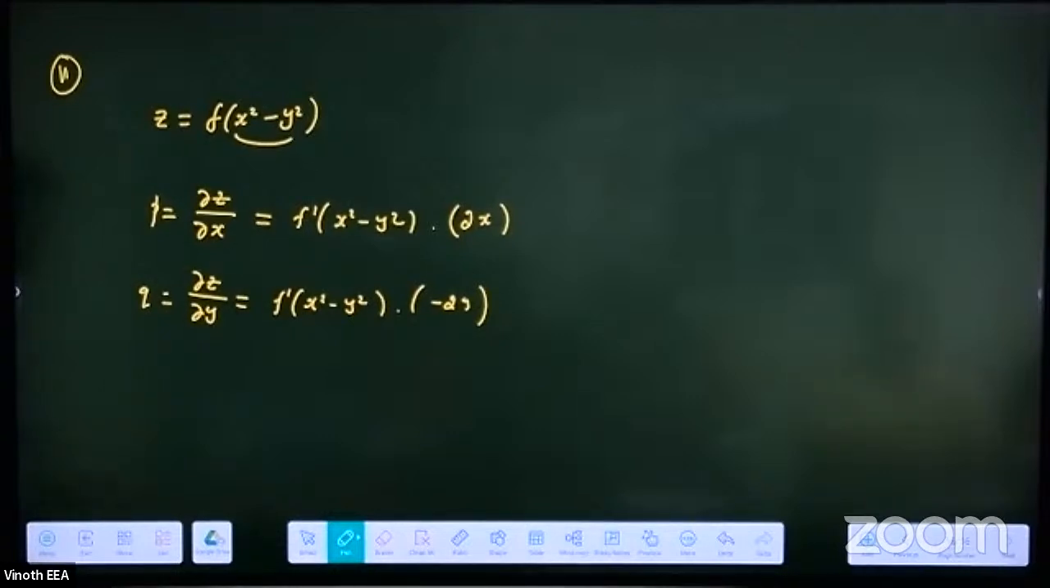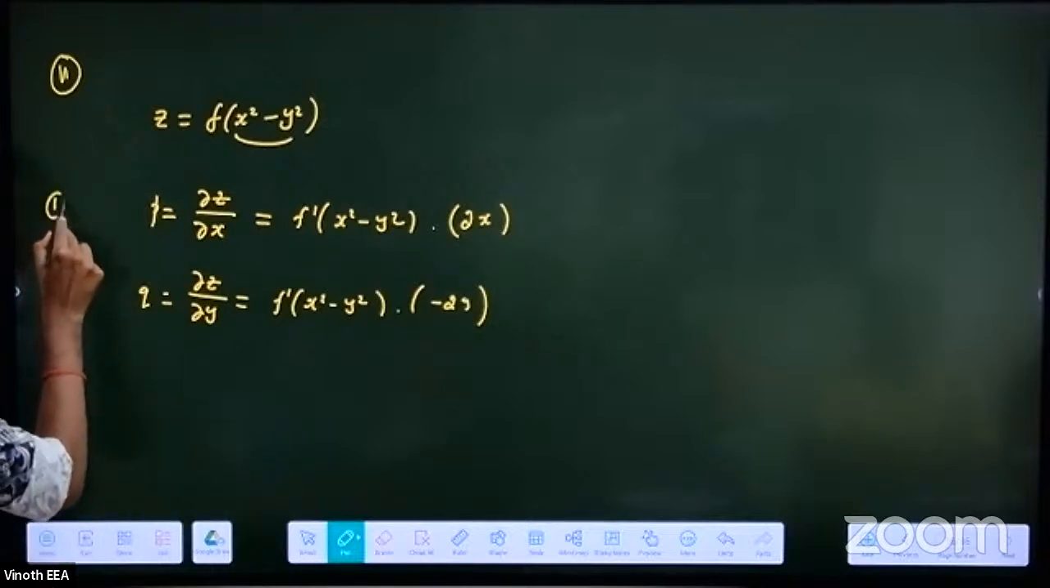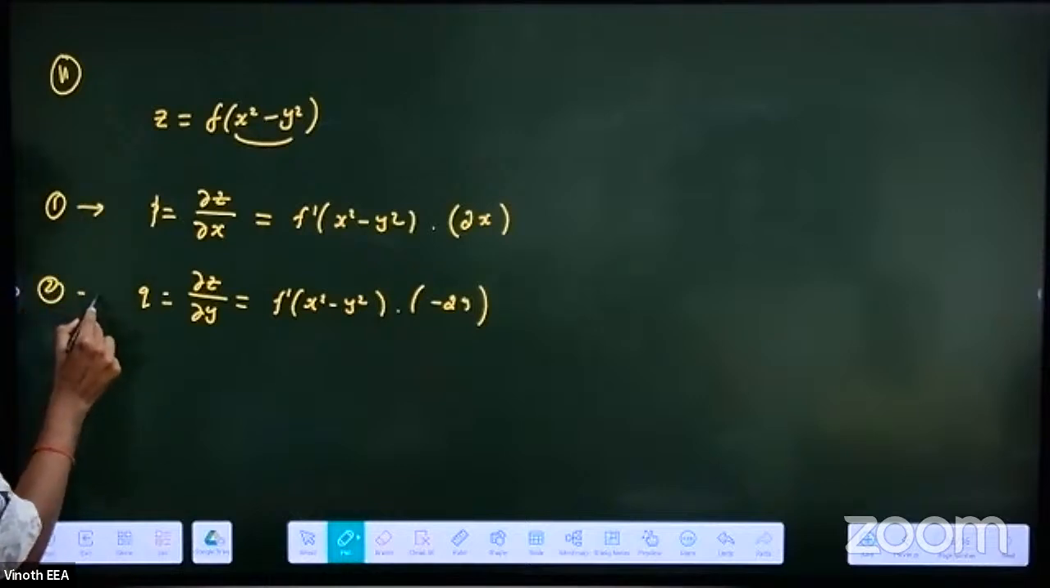I want to eliminate the function. Here there is a function, so the function must be eliminated. So what can I do? This is my equation 1. This is my equation 2. So what can I do?